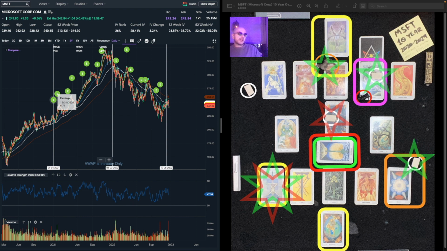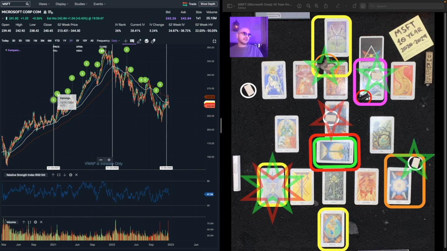Does Microsoft's highest price level of the 10-year period 2020 through 2029 take place in 2029? No. Does it take place in 2024? Yes. So we see it twice, in 2024 and in 2025.